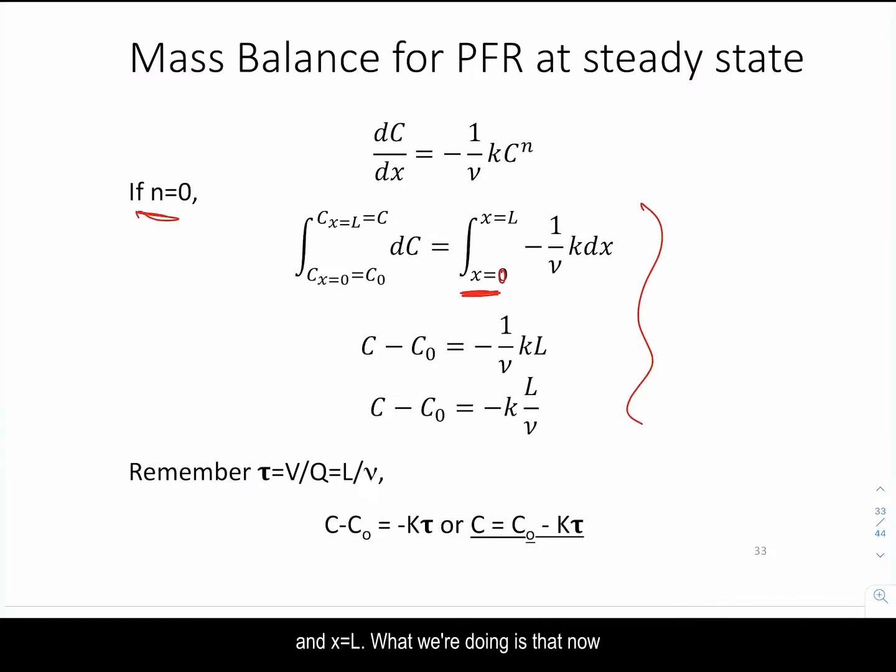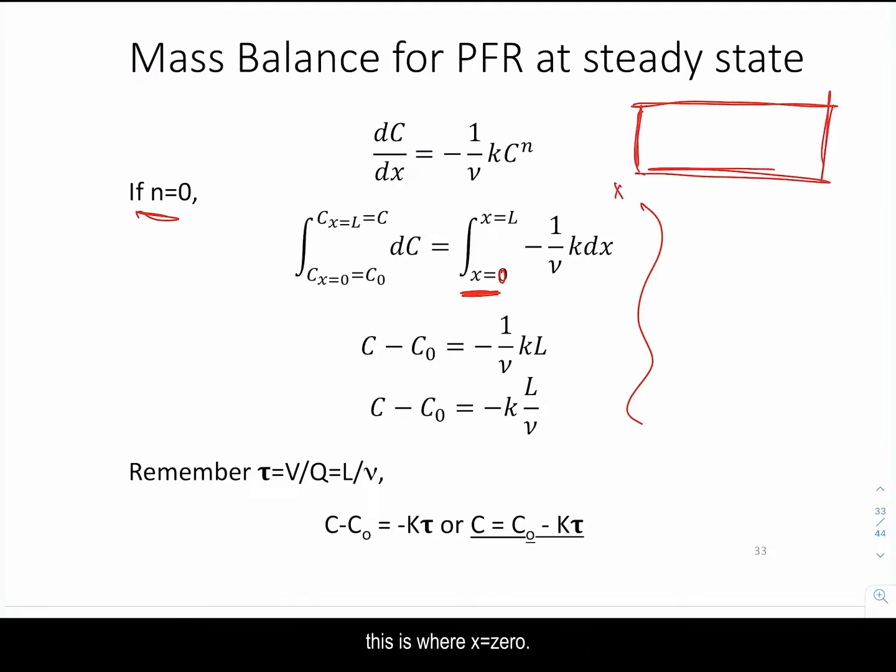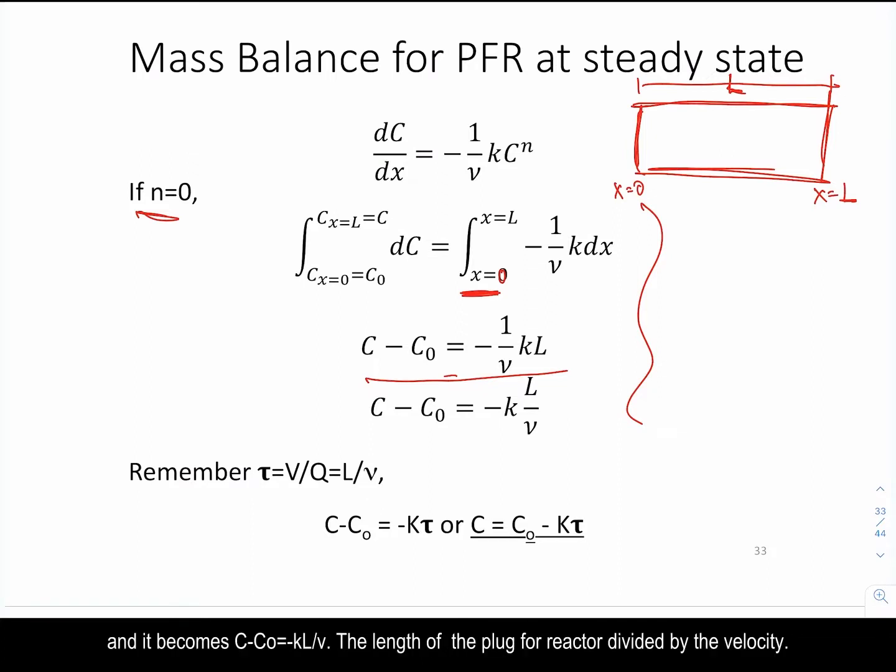So what we are doing now for the pipe or the plug flow reactor is this: this is where x equals 0, and this is where x equals L, when the length is L, right? So when we have that, then we can integrate them and get it in the form of this. C minus C naught equals minus k L over V. Okay, the length of the plug flow pipe or reactor, divided by the velocity.